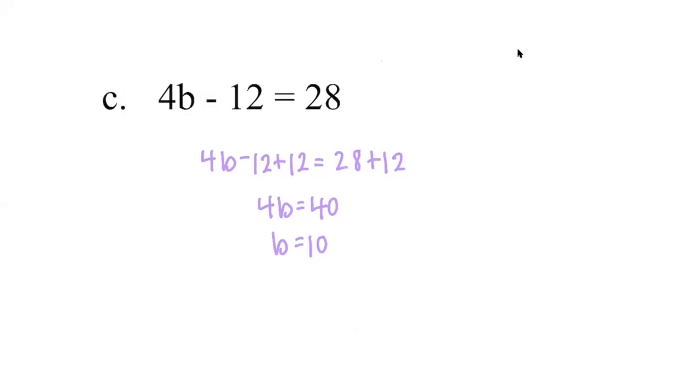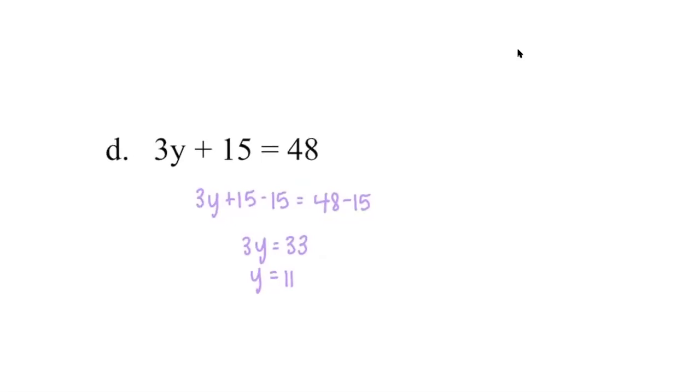4b minus 12 equals 28. Add 12 to both sides. 4b equals 40, and you have b equals 10. 3y plus 15 equals 48. Subtract 15 from both sides. 3y equals 33. Then you divide both sides by 3, and you get y equals 11.